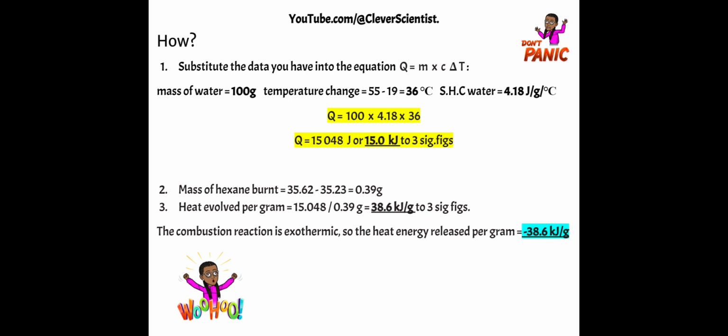The combustion reaction is an exothermic reaction, so you need to make sure that you've got a minus sign in front of your answer. Okay? So in this case, the heat energy released per gram is minus 38.6 kilojoules per gram. And voila, you've actually done it. Well done.